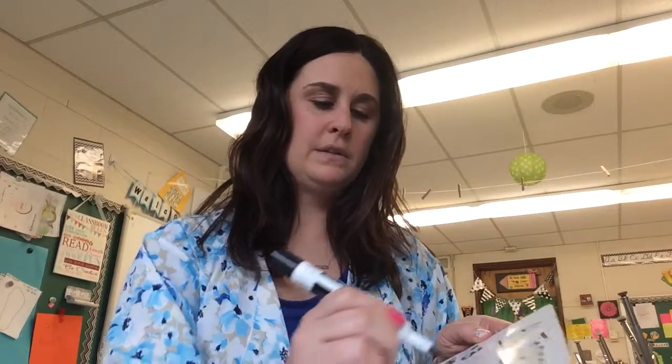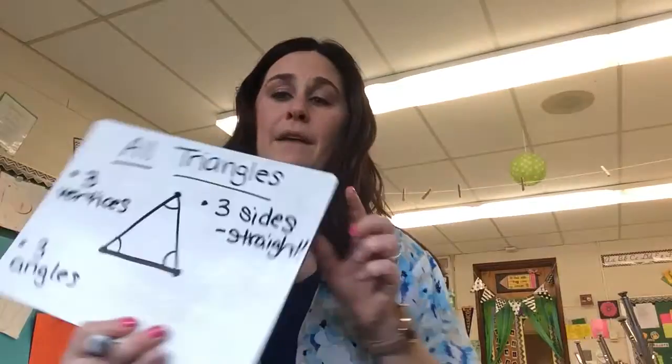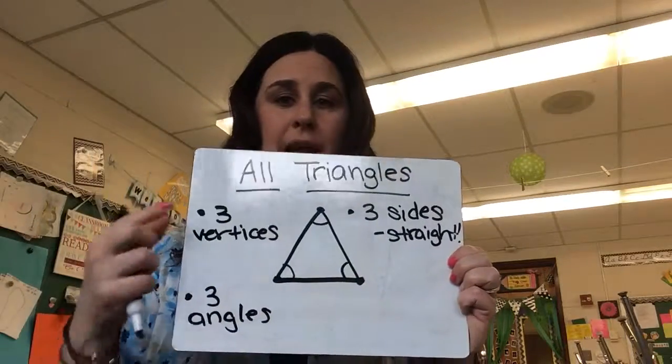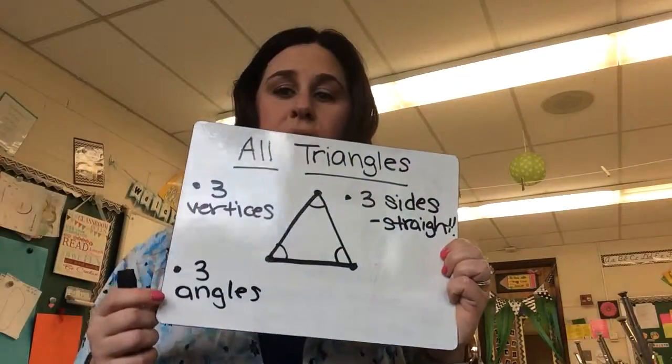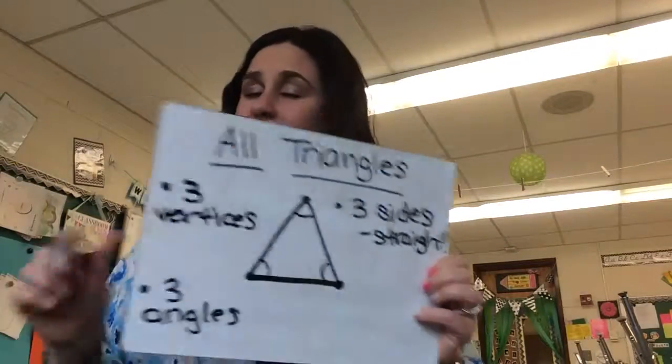Now, the angle is on the inside, kind of where I'm drawing these. They also have three angles, okay? So when you are working on your homework tonight, you have to ask yourself, does this triangle have three straight sides? Does it have three vertices or corners? Does it have three angles? If it does not meet all of these three things, then it's not a triangle, okay?